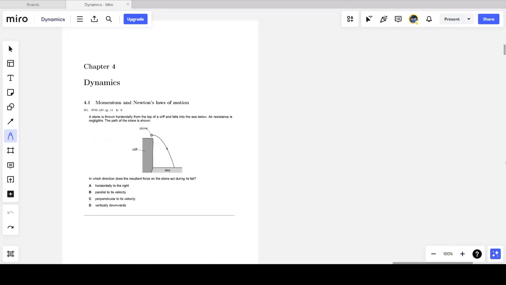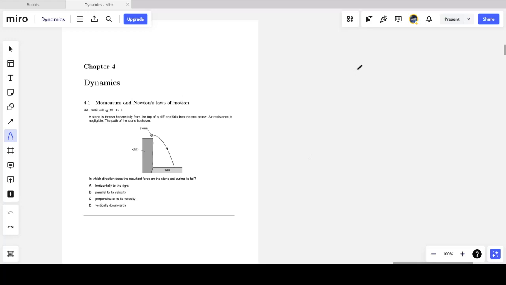So the first question is question 251. As you can see, it's from the March 2020 exam, from question paper 1 variant 2, and it's question 6 from the paper. And we are told that a stone is thrown horizontally from the top of a cliff and falls into the sea below. With air resistance being negligible, the path of the stone is shown, and we want to know in which direction the resultant force on the stone acts during its fall. Is it horizontally to the right, parallel to its velocity, perpendicular to its velocity, or vertically downwards?